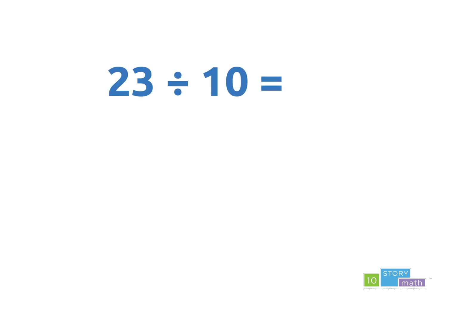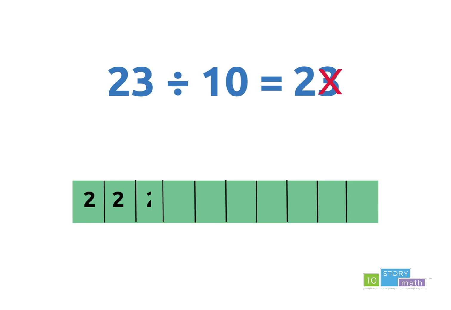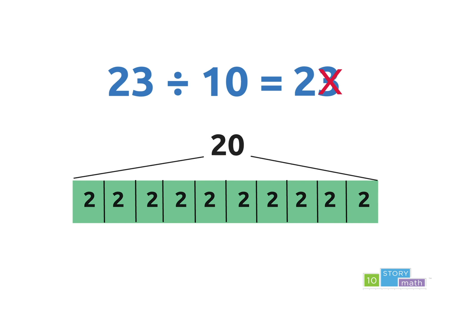Take, for instance, the following problem. 23 divided by 10. There are no zeros to get rid of. Should I just cross off the 3? By that logic, the answer would be 2, and that didn't feel right, because I knew that 2 times 10 equaled 20, not 23. And here's where I got really stuck.